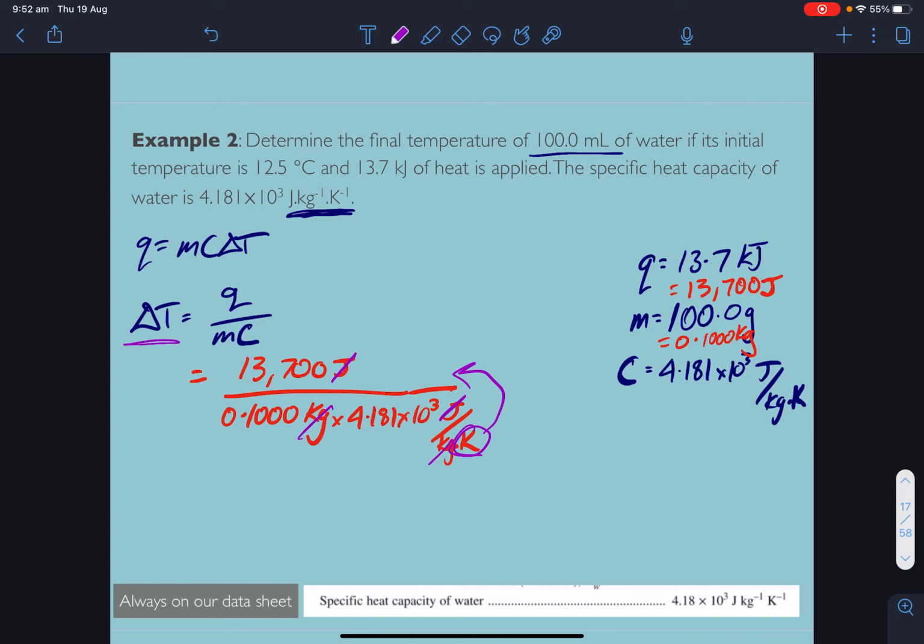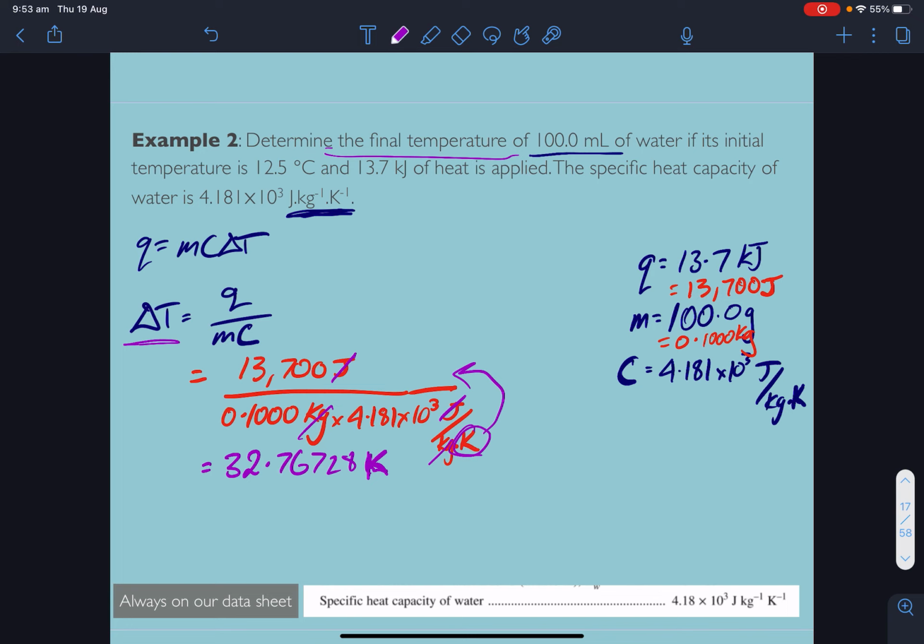I'll put my numbers in my calculator. 13,700, divided by 0.1, divided by 4.181 times 10 to the 3. I get 32.76728 Kelvin. This is not our final answer. We've just found delta T, and it's saying find the final temperature.